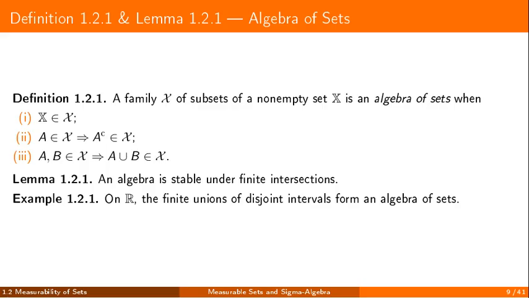The idea is that a family of subsets should be closed under the basic logical operations performed finitely many times, complement and finite unions, and therefore finite intersections too. The slide gives the precise axioms and a concrete example on the real line, where the finite unions of disjoint intervals form exactly such an algebra.